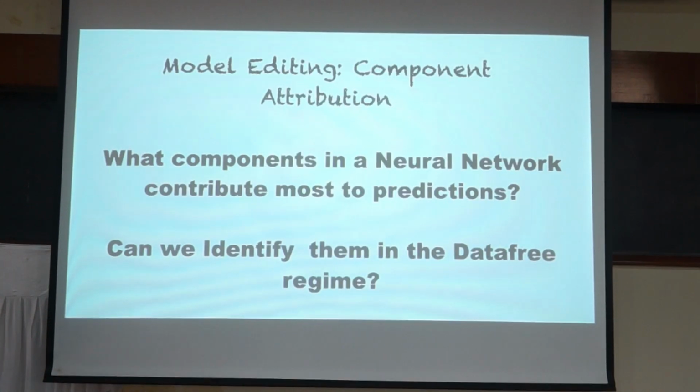So here is the setting of the problem. Now this is of course inspired by the previous paper where they coined this term component attribution, but we ask a similar question a little differently. So what components in a neural network, where components are defined, it could be a filter, it could be whatever, contribute most to the predictions? Where contribute is the way you can decide how to position this. Now, can you identify them in a data-free regime? Right, data-free as we talked about. So these are the two questions which we want to address.